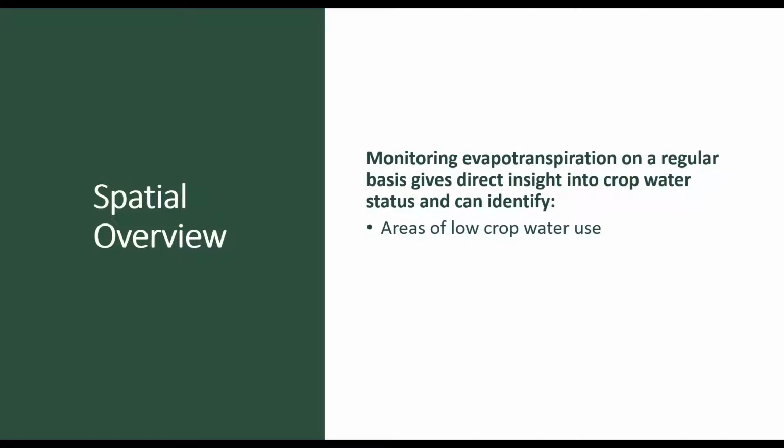For example, areas of low crop water use can be identified. Furthermore, differences in evapotranspiration within fields might indicate points of water logging or faulty irrigation equipment. This can suggest the opportunity for improved water management in the block to reduce spatial variation in actual evapotranspiration.